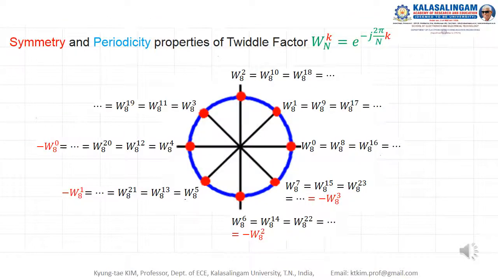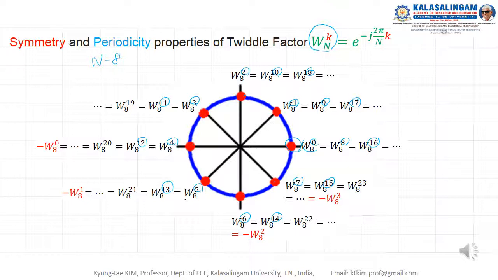Then let's see what the property of this is. In this case N equals 8. W to the 0 is this point, W to the 1 is this point, W to the 2 is this point, then 3, 4, 5, 6, 7. W to the 8 is also this same point as W to the 0. And then 9, 10, 11, 12, 13, 14, 15, 16, 17, 18, like this.